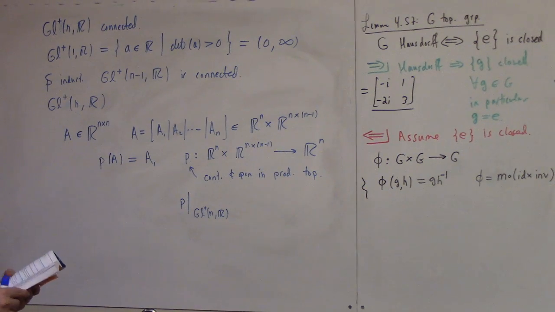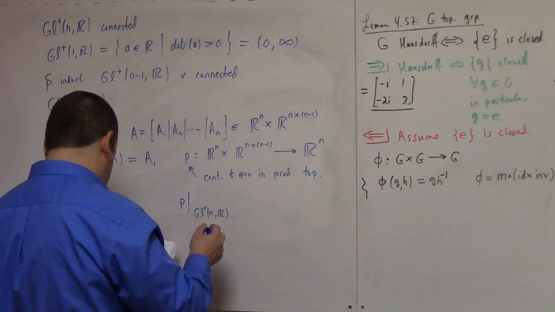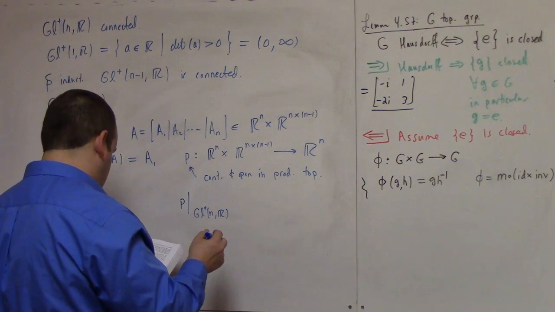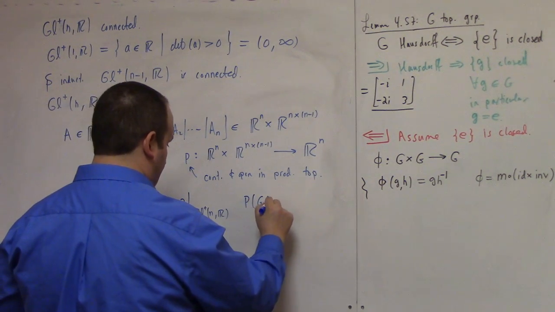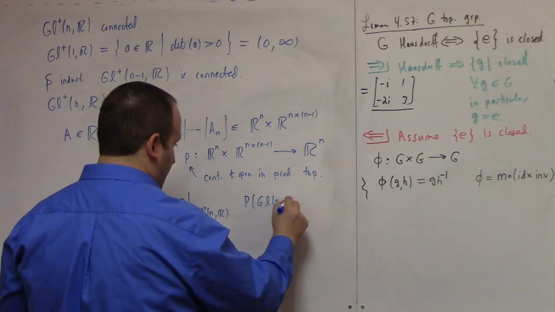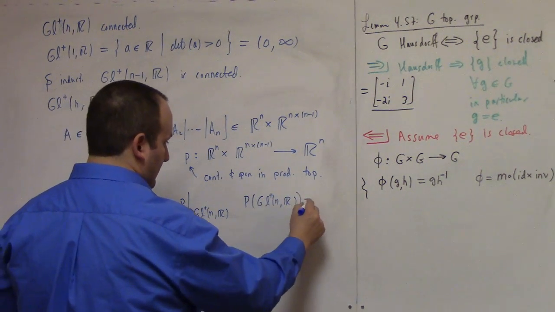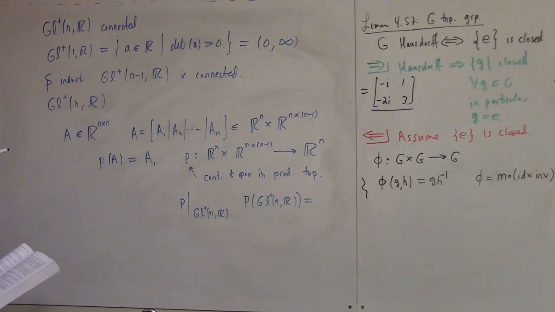And more than that, if you look at the projection, what's the image? P of GL n. Here I'm saying restriction, here I'm saying image. What's the image of this? It's going to be all reals except 0. The first column could be anything except just a 0 column.